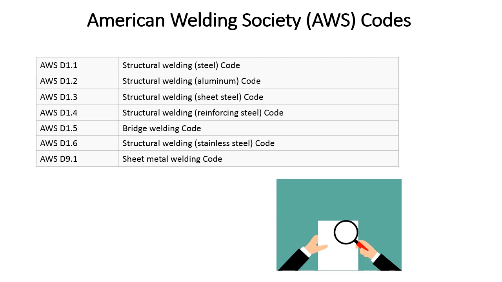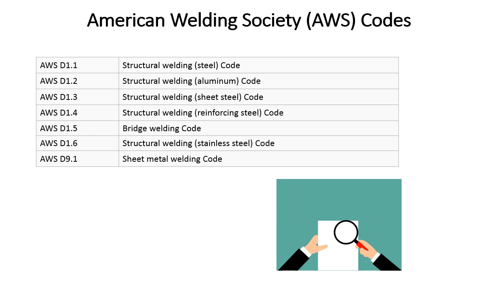D1.1 and its scope will tell you this is for structural steel. Don't use this code for welding titanium to stainless steel or whatever. I know I pulled a bizarre combination, but I pulled it out just to illustrate the point. Structural welding code is structural steel, buildings and things like that. It's not for boilers, piping, pressure vessels.